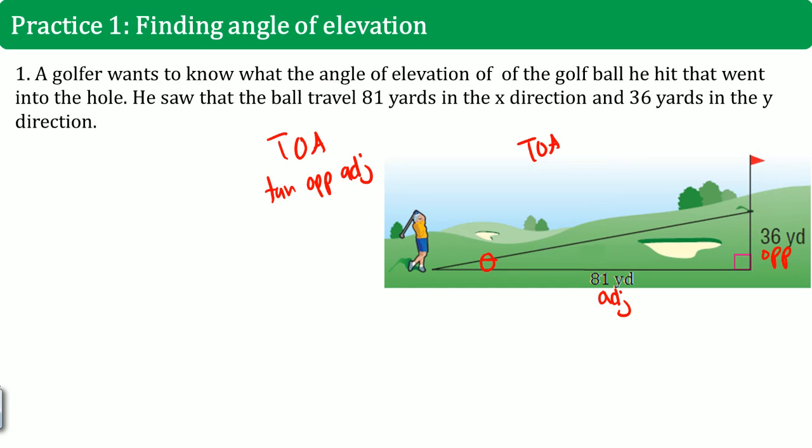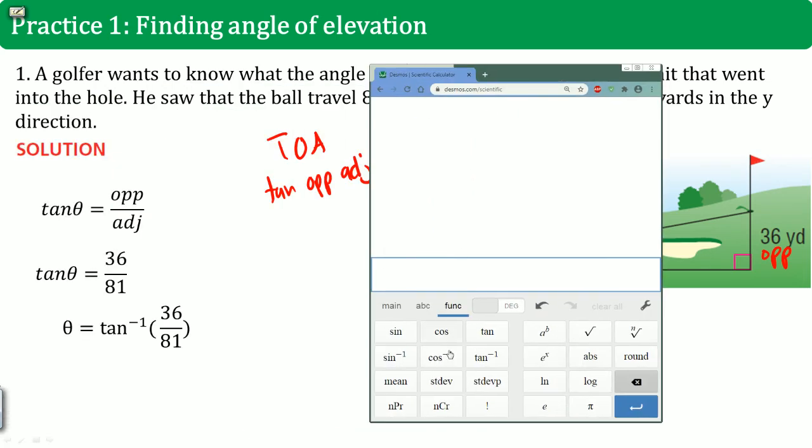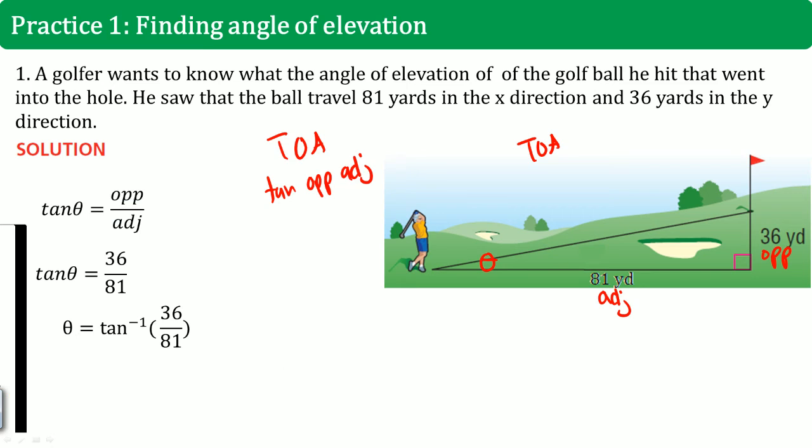Here's my solution. Tan theta is equal to opposite over adjacent. My opposite is 36. My adjacent is 81. Plug that in. But I'm trying to get the angle, so I use the inverse. So the inverse tan of 36 over 81. If you plug that into Desmos, tan inverse 36 divided by 81, you get 23.9, which roughly translates to 24 degrees.